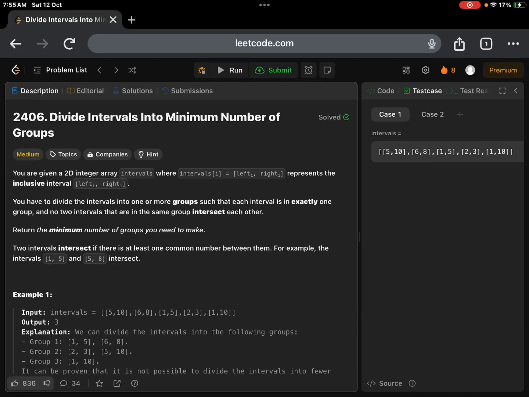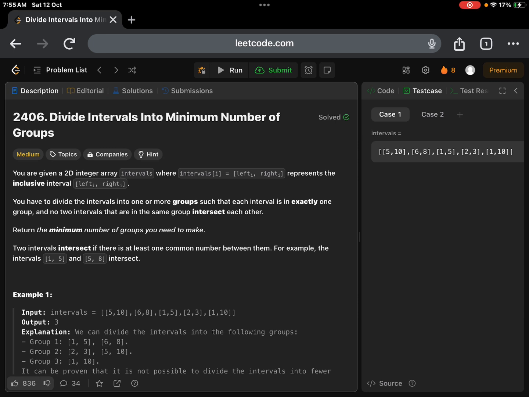Good morning, everyone. Today we have our Leetcode daily question, which is divide intervals into minimum number of groups. So we are given a 2D array, and each element of this array has one more array which contains left and right, which represent the inclusive interval of left and right.